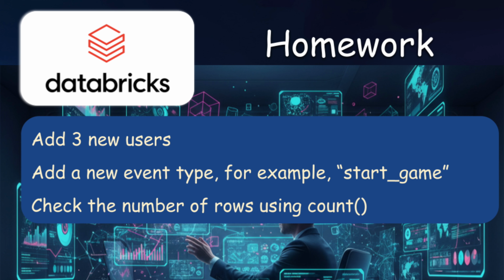Homework: I want you to add 3 new users. Add a new event type, for example, start game. Check the number of rows using count. Write in the comments, what event did you add? And what is the number of records now?